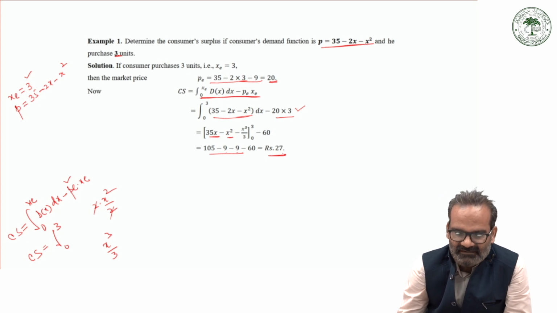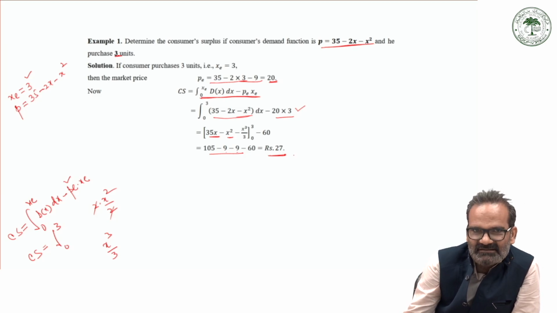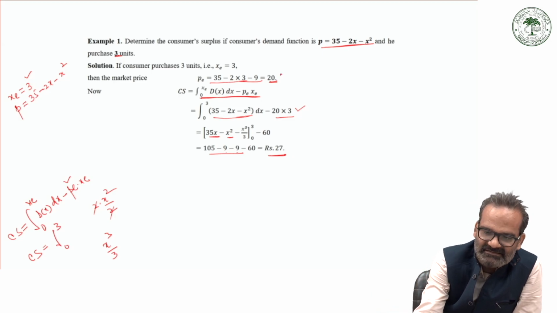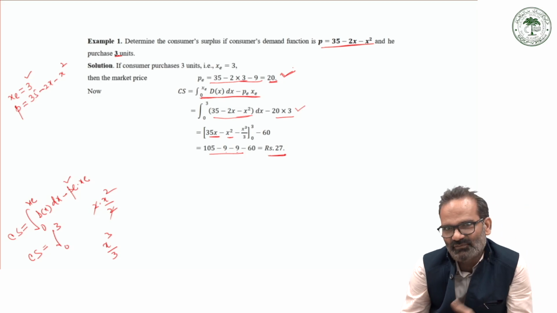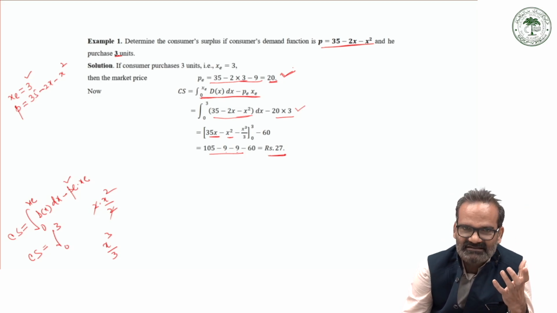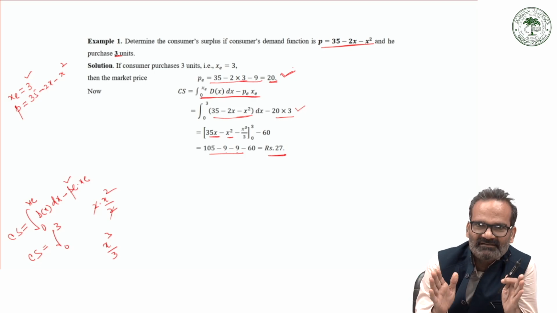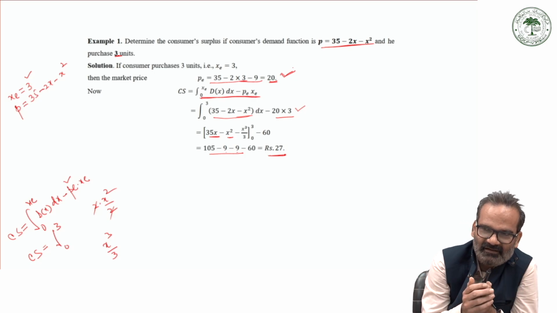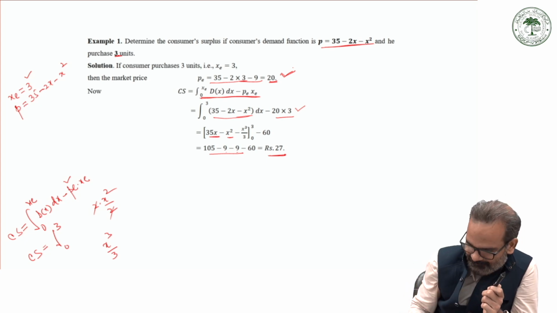It means what? The consumer was expecting to pay 27 rupees for the 3 units of the commodity, but when he goes to the market, he purchases the same 3 units for rupees 20, right? This is what this question actually interprets. So this is how you can determine the consumer surplus. This is the simple case. We are not imposing any condition, that is either perfect competition or monopoly, right?